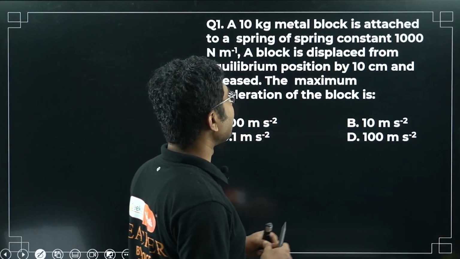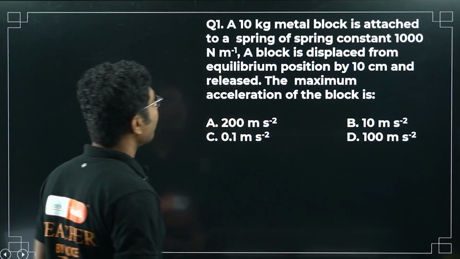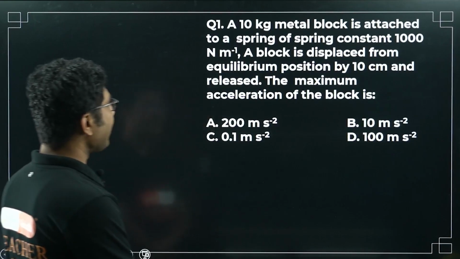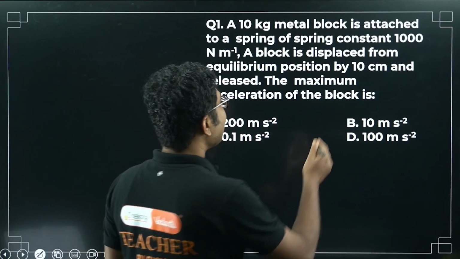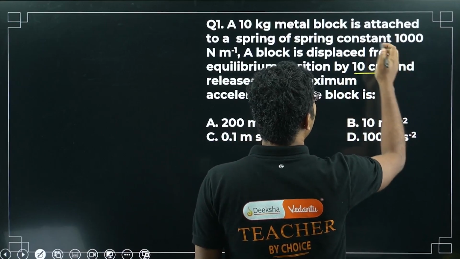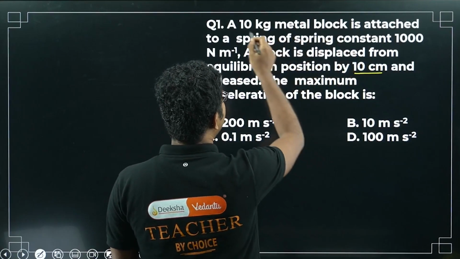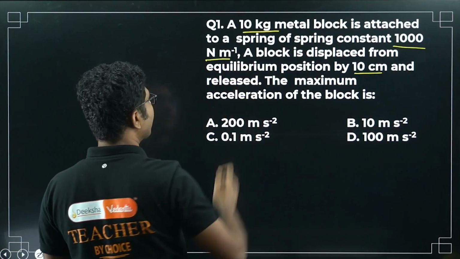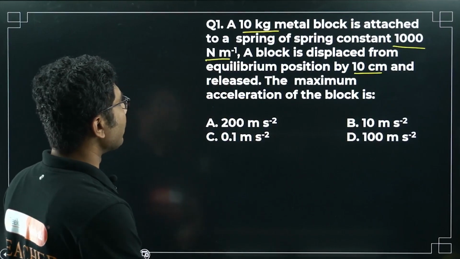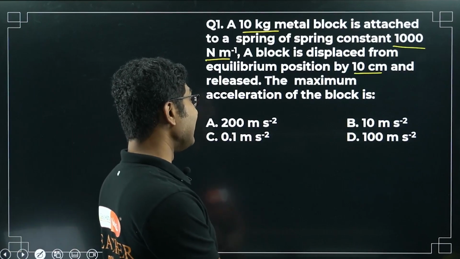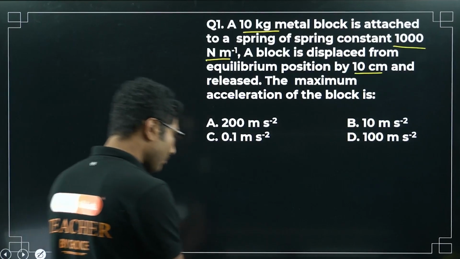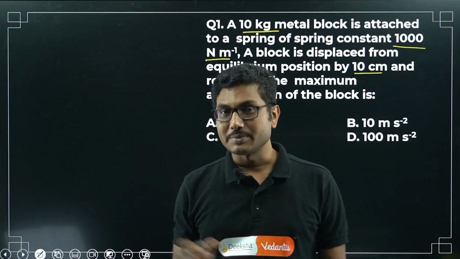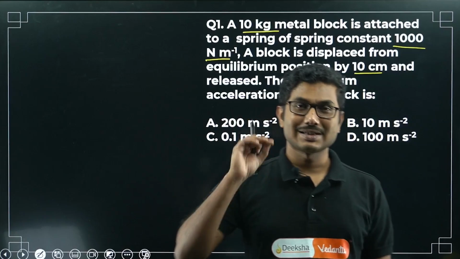A 10 kg metal block is attached to a spring of spring constant 1000 Newton per meter. The block is displaced from its equilibrium position by 10 centimeters and released. The maximum acceleration of the block? So mass of the block is given as 10 kg, the spring constant is 1000 Newton per meter. This is a very simple question. There is a mass spring system where you have displaced the mass and you want to calculate the maximum acceleration.